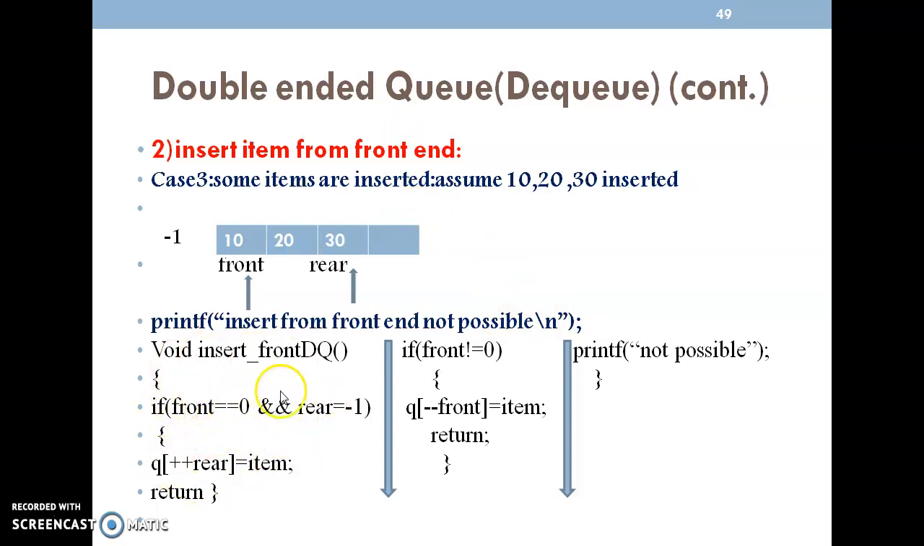Initially, this is for the first case when the queue is empty. This is for the second, when some elements are deleted from the queue. Then this one is the third case. Initially, some elements are there at that position. It is not possible to insert any element from the front end.